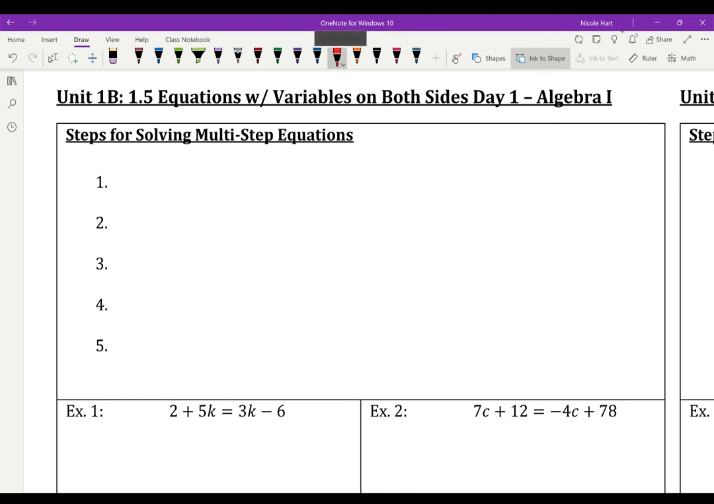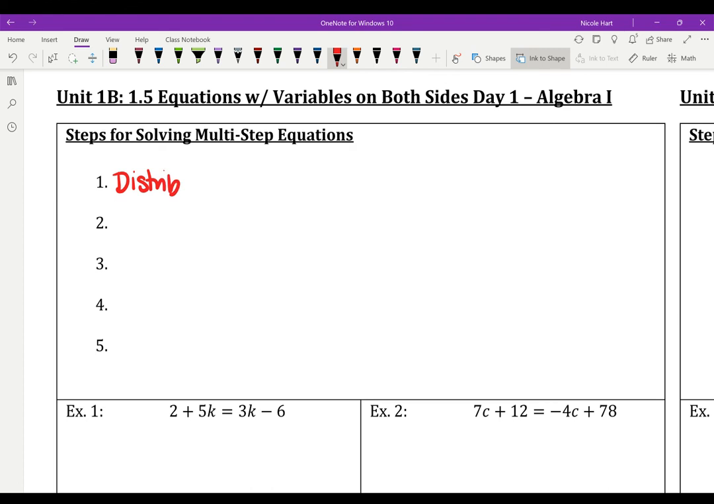All right, we are going to talk about equations that have variables or letters on both sides of the equation today. So the last 2 days we've been talking about if we have an x or maybe an n, some kind of letter on one side of the equation, and we are trying to get it by itself. This time we have that letter on both sides of the equation, and we still are trying to get it by itself. So our 5 steps are going to be to distribute.